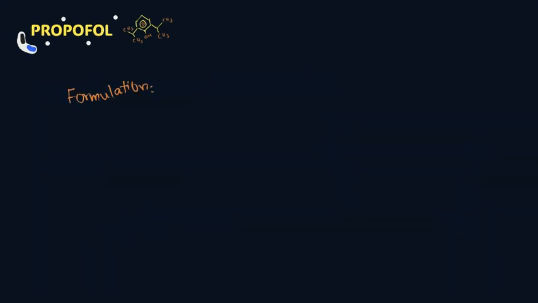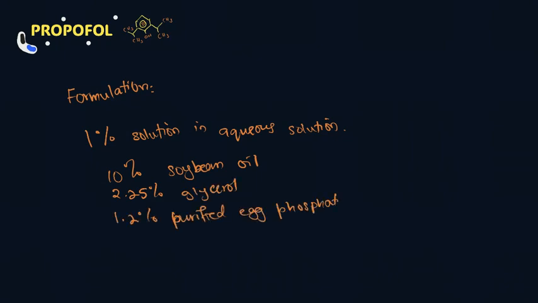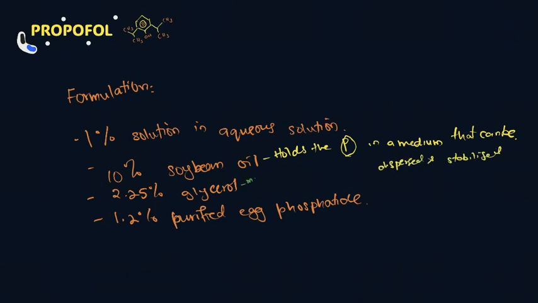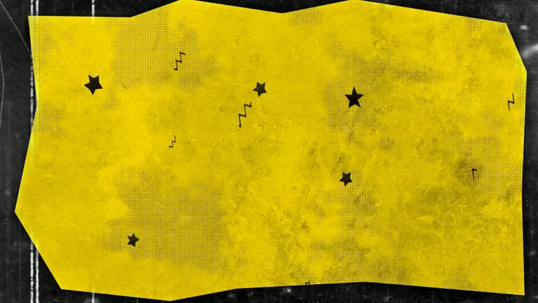So what's the formulation of propofol? It is either a 1 or 2% solution of propofol in aqueous solution with 10% soybean oil, 2.25% glycerol, and 1.2% purified egg phosphatide. The soybean oil holds the propofol in a medium that can be dispersed and stabilized. The glycerol maintains the isotonicity of propofol in blood, and the egg phosphatide provides lecithin, which acts as an emulsifier to stabilize the small propofol soybean oil droplets in aqueous solution.